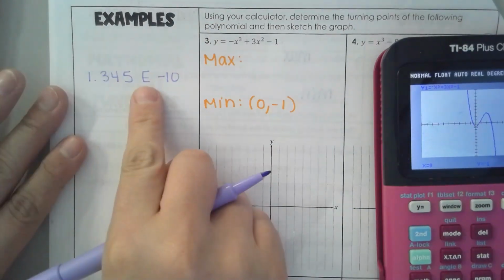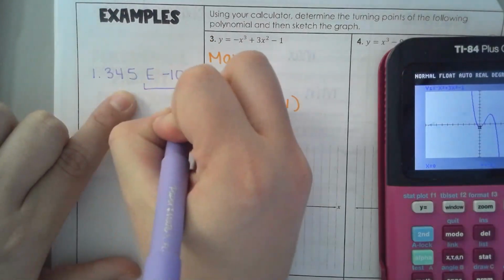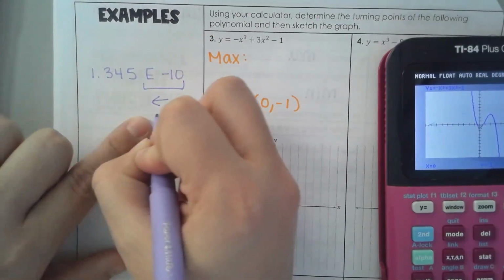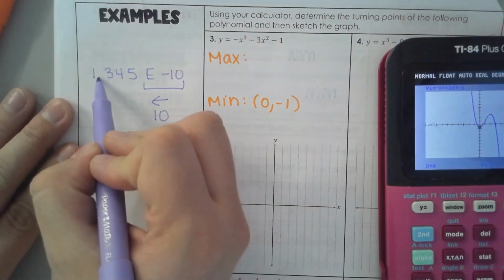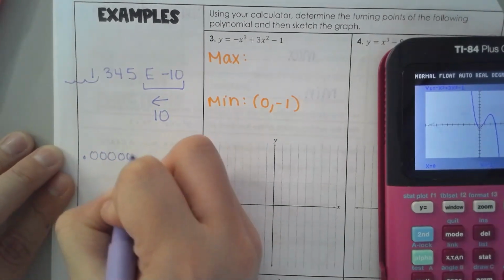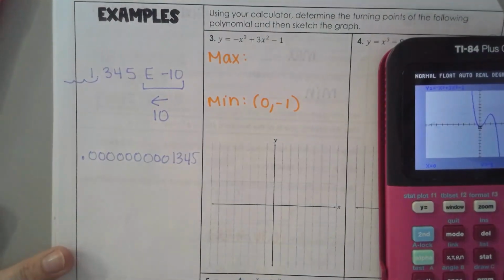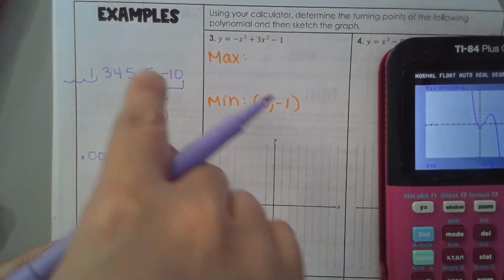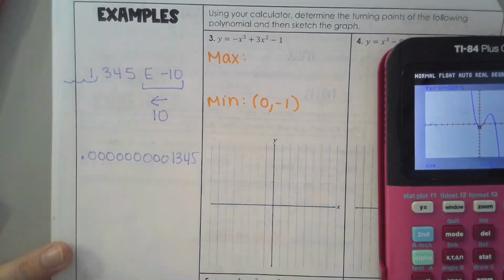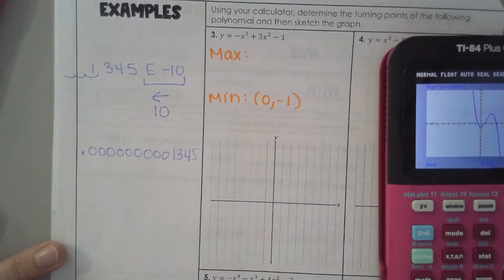Alright, so if you see e to the negative 10, that means you move the decimal place left 10 spots. So basically it's going to be like 0.000000000001345. Isn't that basically 0? Yeah. So if you see an E with a negative number, that just means 0. Sometimes yours will say that, sometimes it'll actually have a 0. I don't know why the calculator can't just put 0.